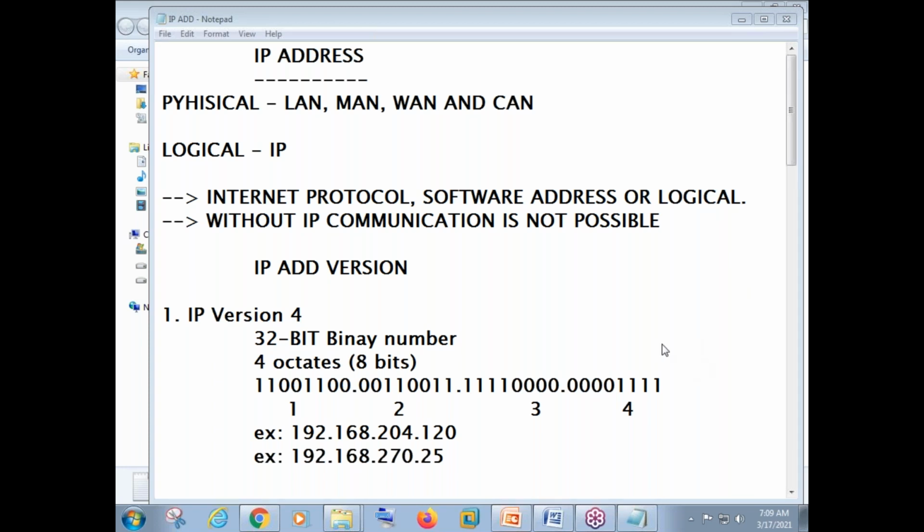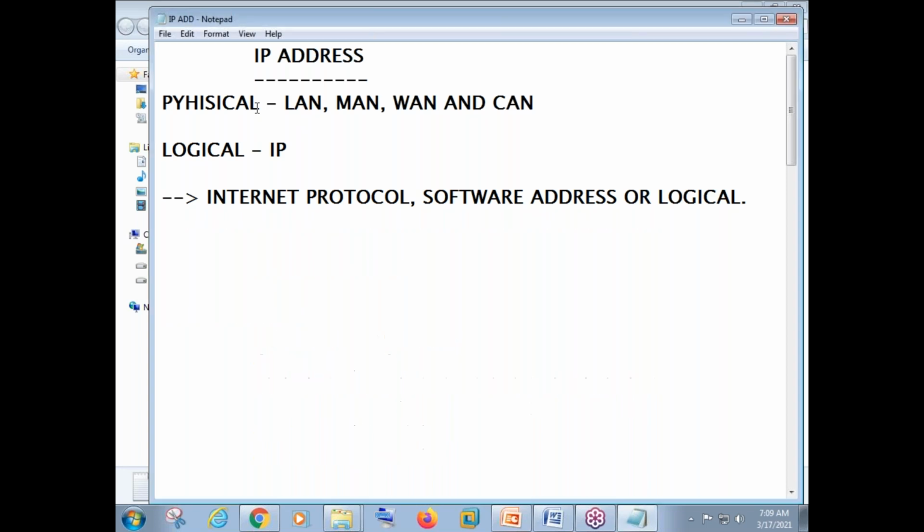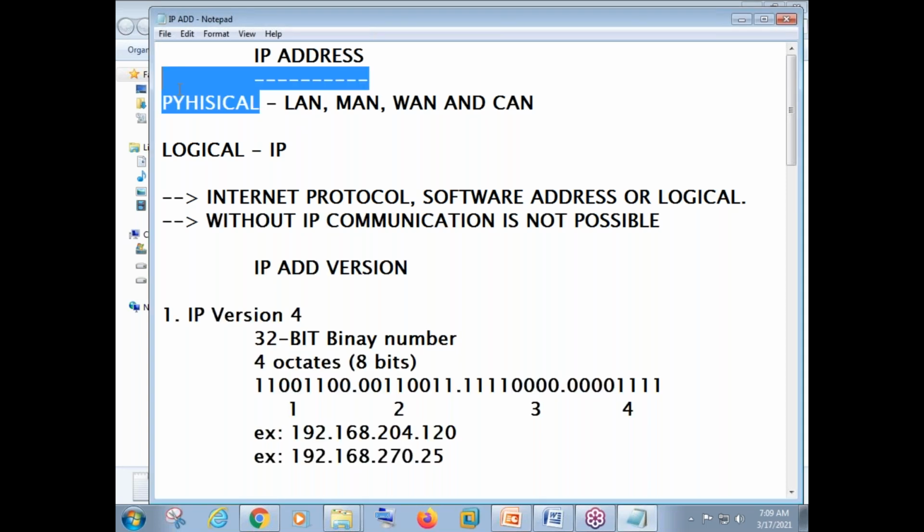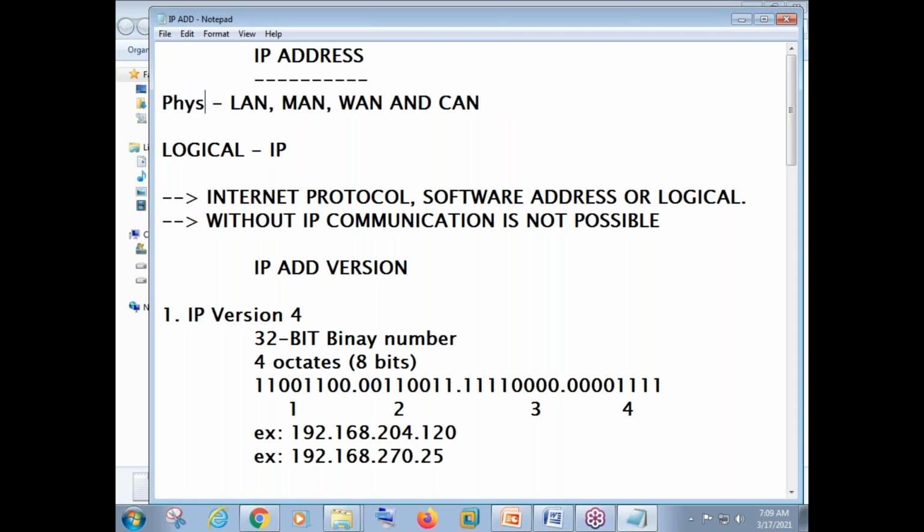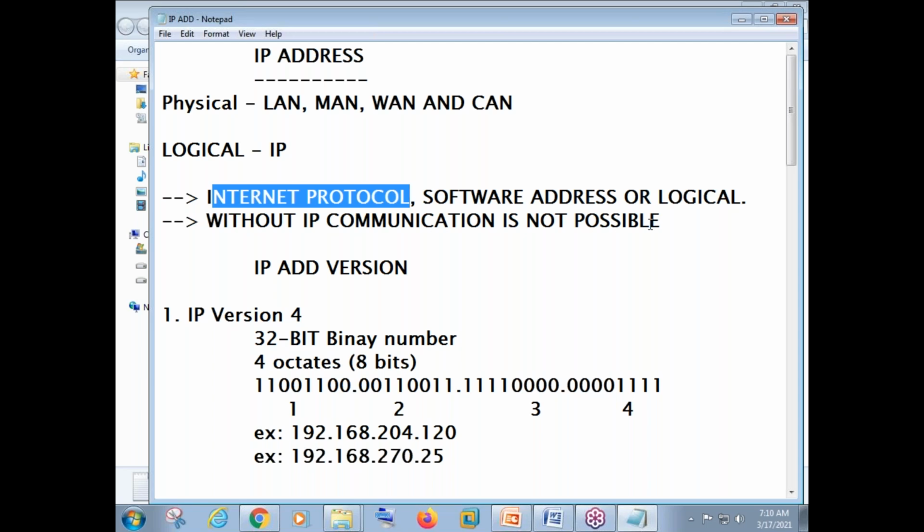So what we have done yesterday, we started our IP addressing. Let us revise our session and continue with the new topics. What we said, there are two types of networks. One is called physical network and one is your logical network. Physical like LAN, MAN, WAN and CAN, and logical is your IP. So what is this IP here? Internet protocol. Without IP, communication is not possible.